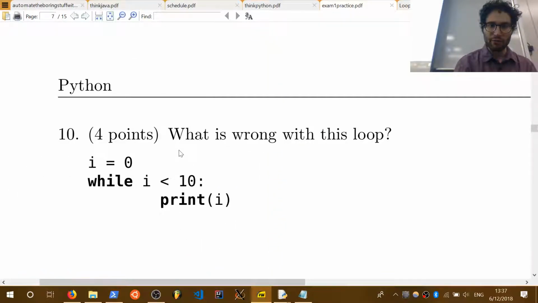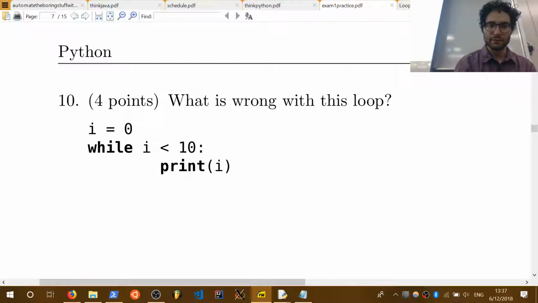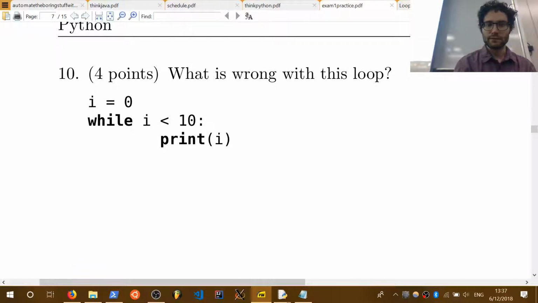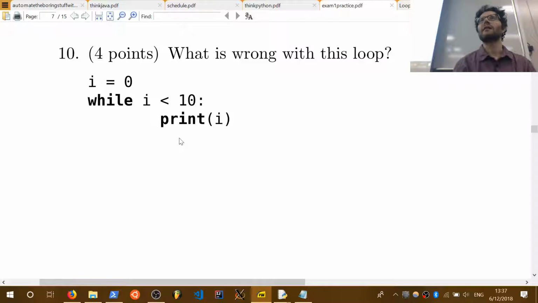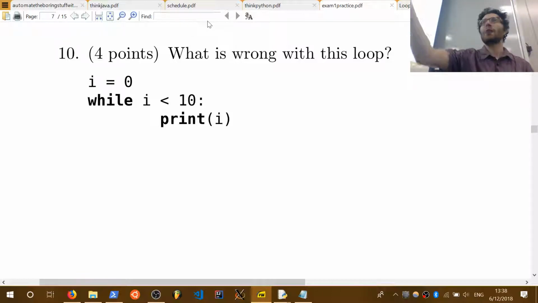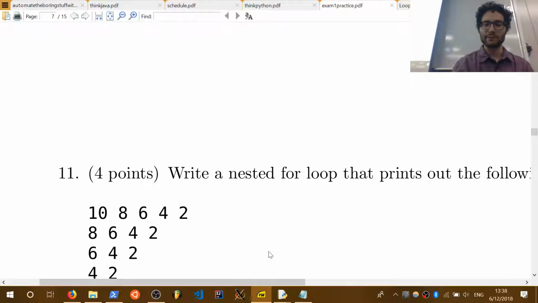All right, what is wrong with this loop? It's got no counter. It's infinite. Yeah, it's infinite. I get what you're trying to say by saying it has no counter. It doesn't go up. I is always equal to 0. i does not change. It's always true. So we've got an infinite loop there.